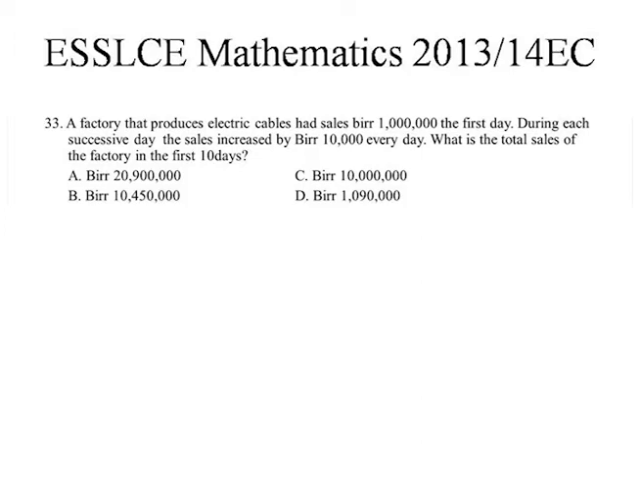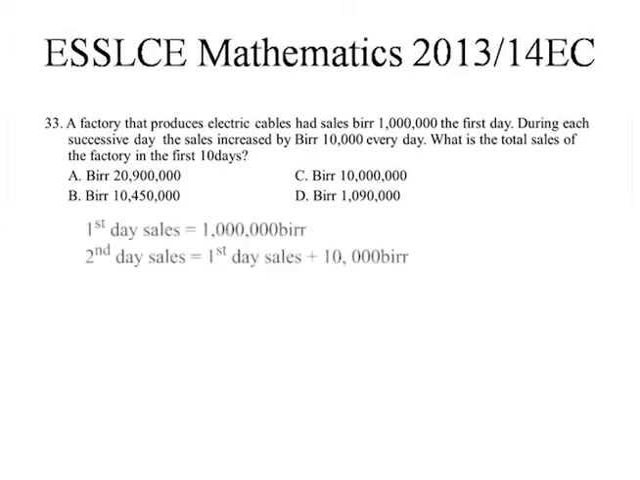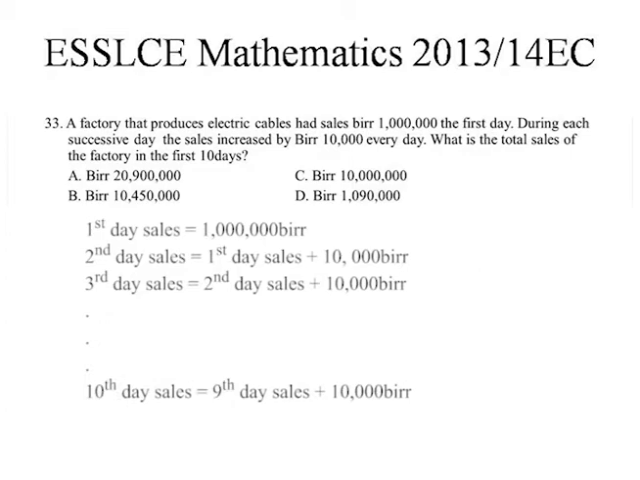Let's first give a mathematical interpretation of this question. First day sales is equal to 1 million birr. Second day sales is equal to first day sales plus 10,000 birr. Third day sales is equal to second day sales plus 10,000 birr. If you follow this similar pattern, we will find that 10th day sales is equal to 9th day sales plus 10,000 birr. In general, the nth day sales is greater than the preceding day sales by 10,000 birr.